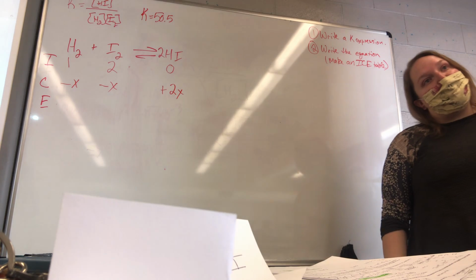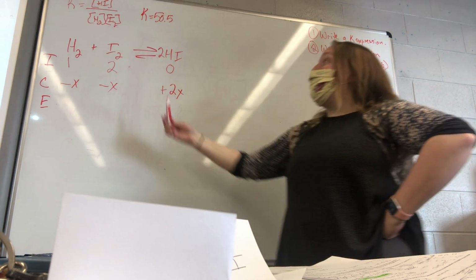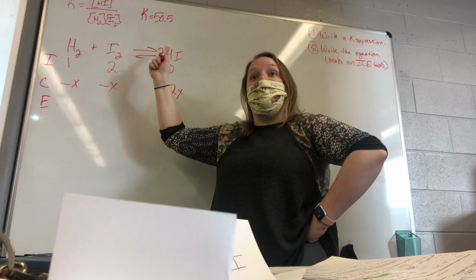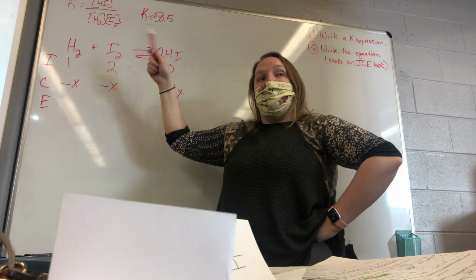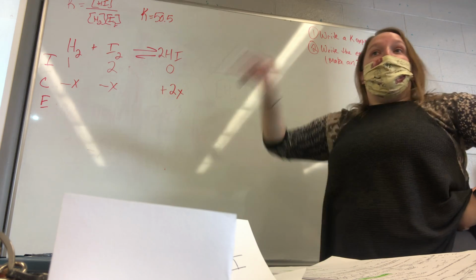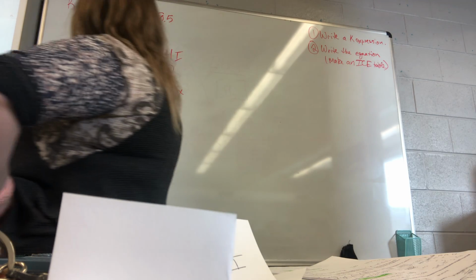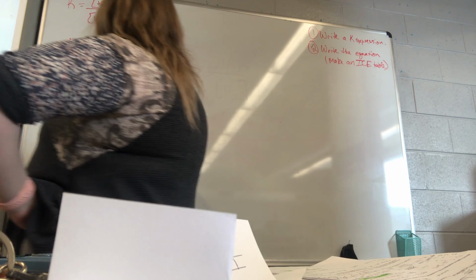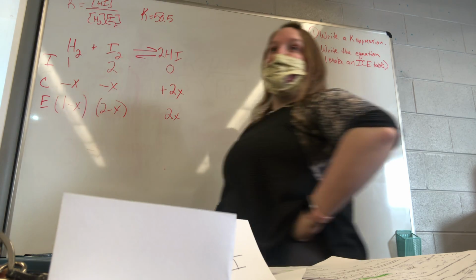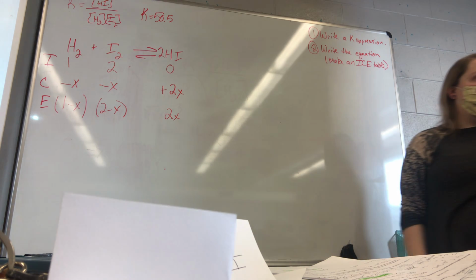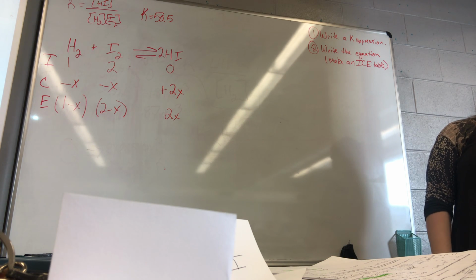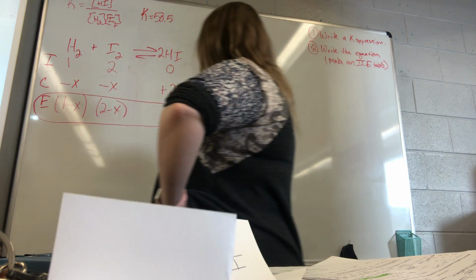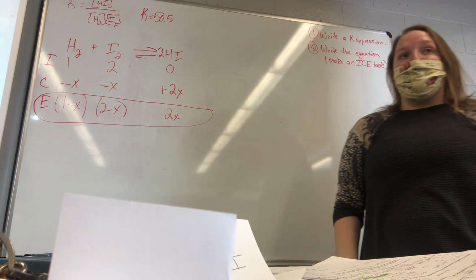Why do I know double that? Because the coefficient says so. So the 2 in front of the x comes from the coefficient. Okay? Then I just drop everything down. Zero plus 2x is just 2x, right? Now I have equilibrium concentrations. Now I plug them into an expression.